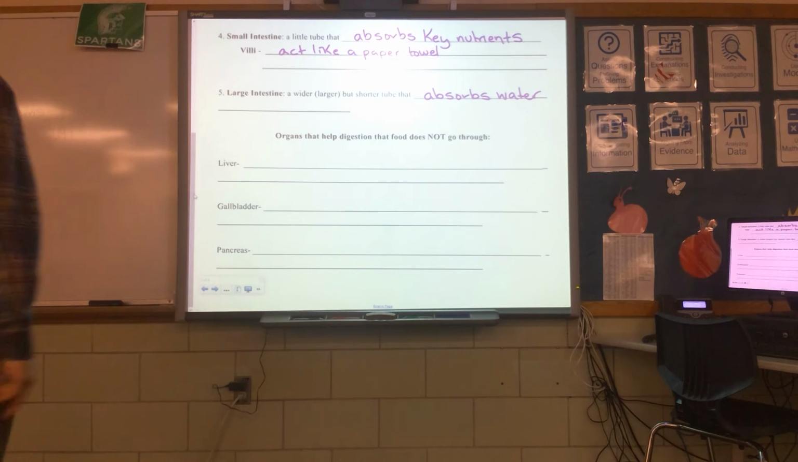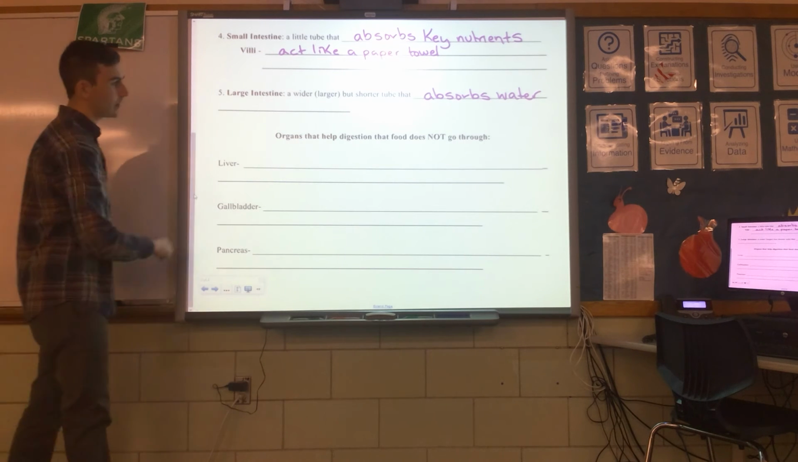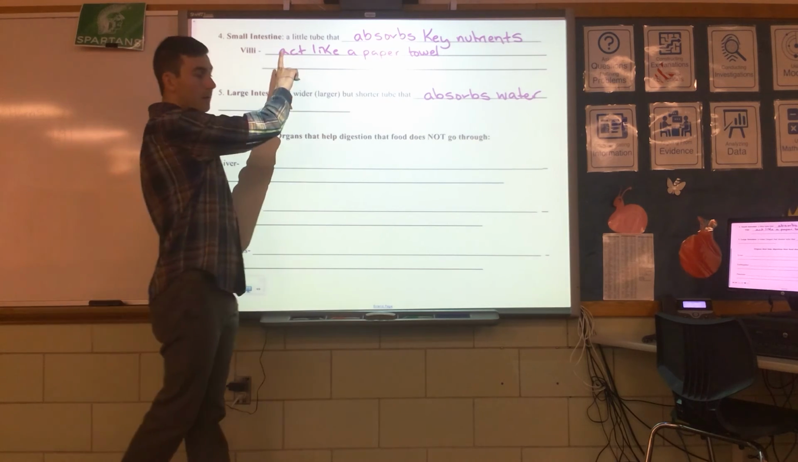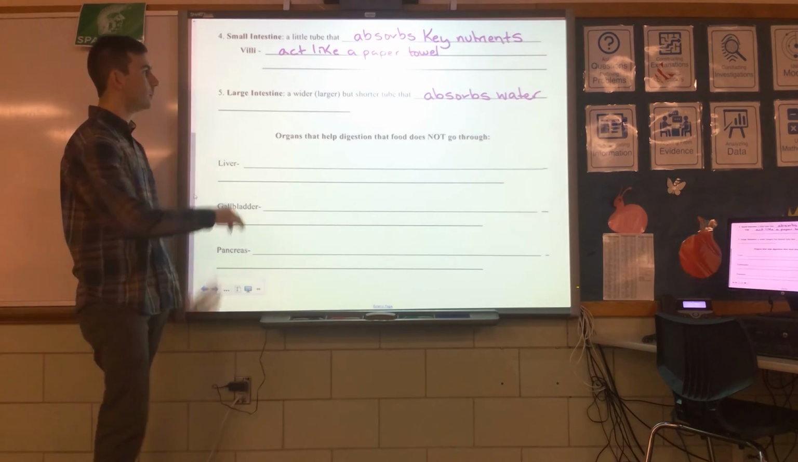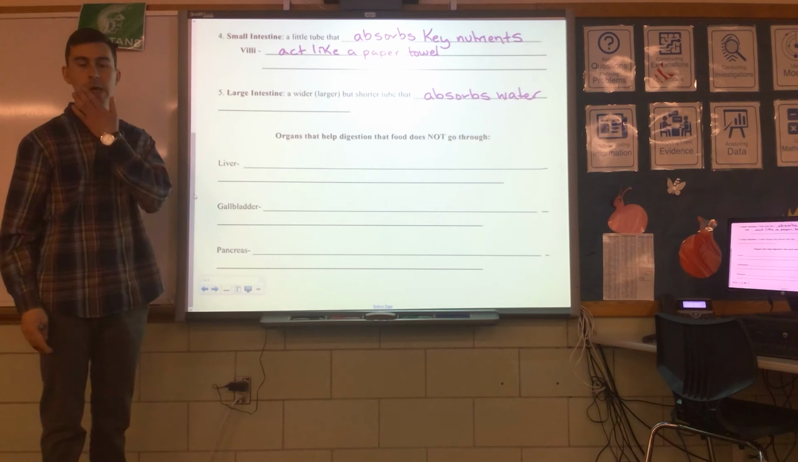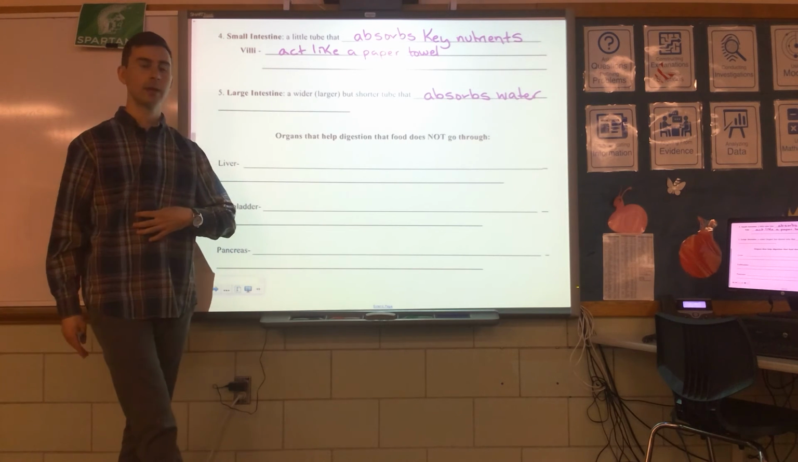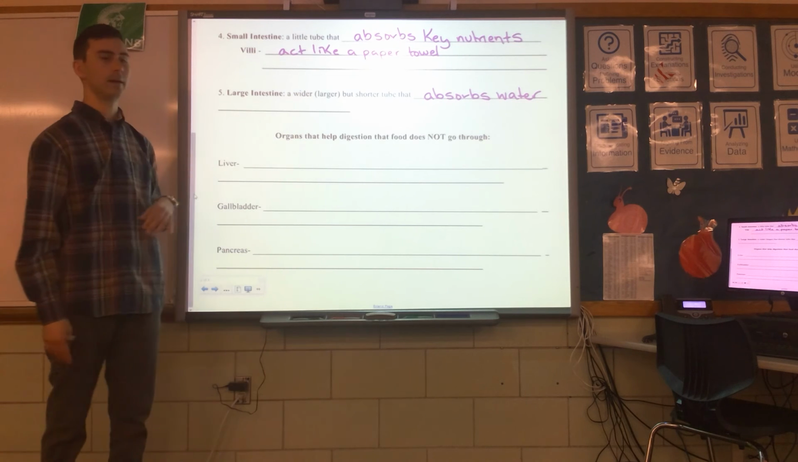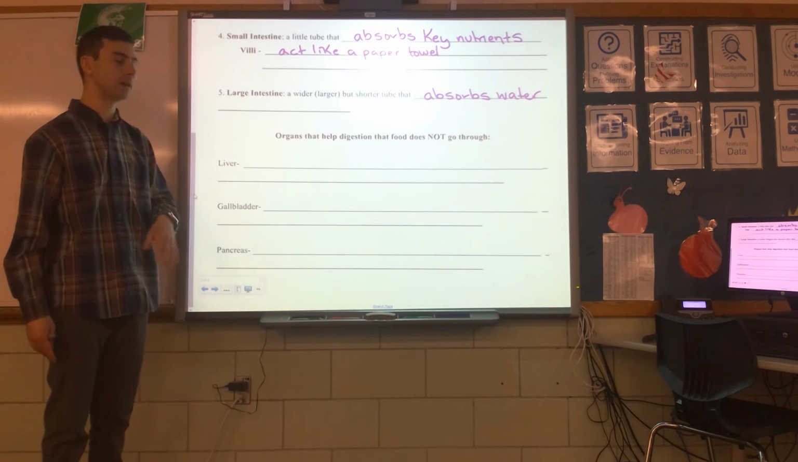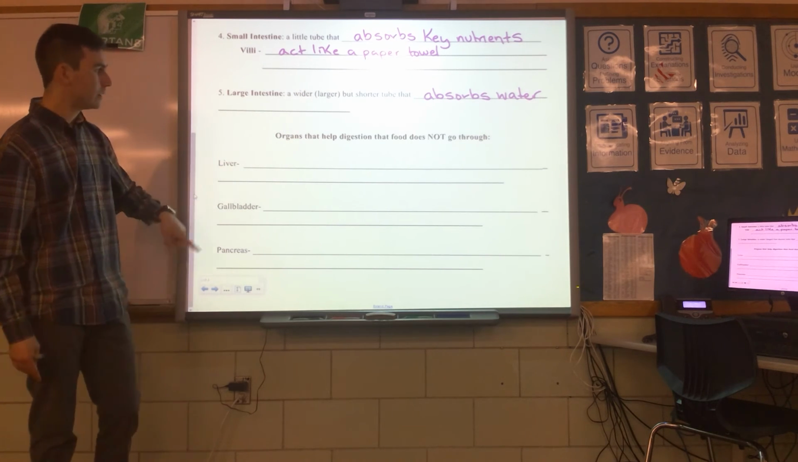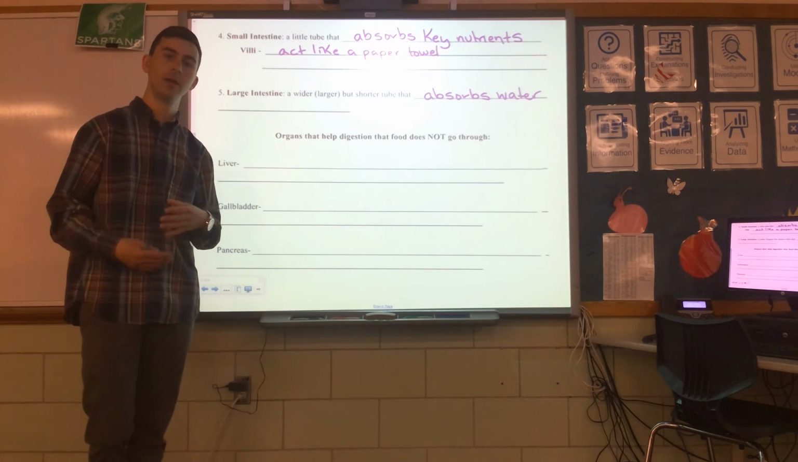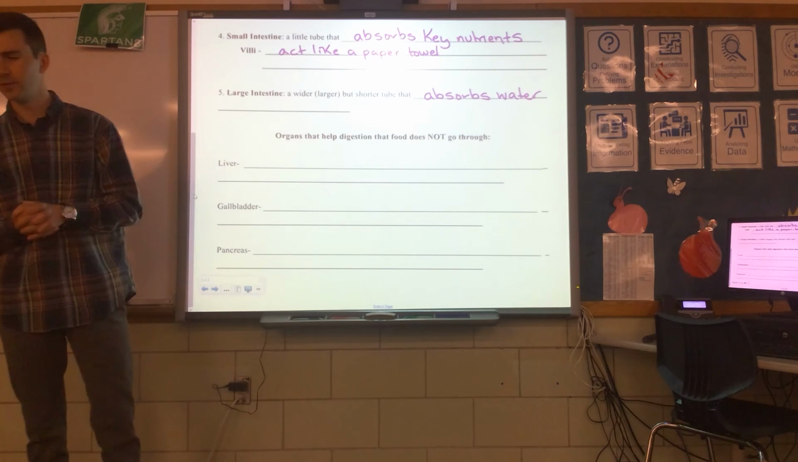And then finally, our last three, we have our liver, gallbladder, and pancreas. For all the organs that we just took notes on, food is actually passing through those organs. So the food goes in our mouth, travels down our esophagus, goes into our stomach, then our small intestine to our large intestine. These three are going to be organs that help digestion, but food actually is not going to pass through them.